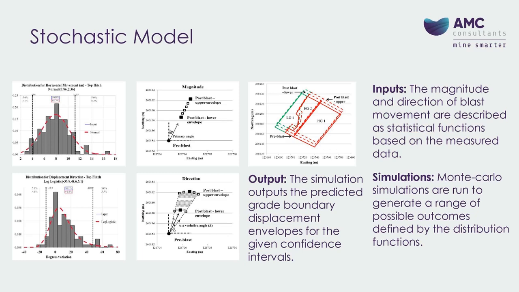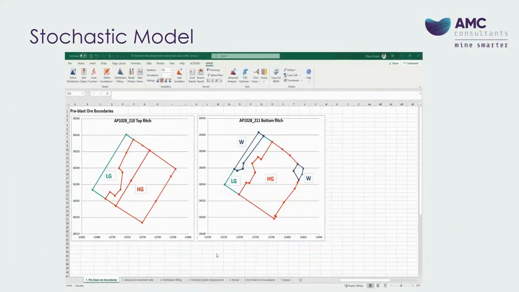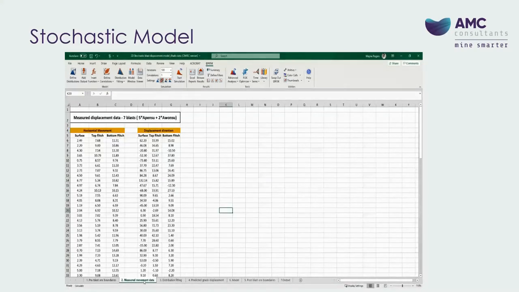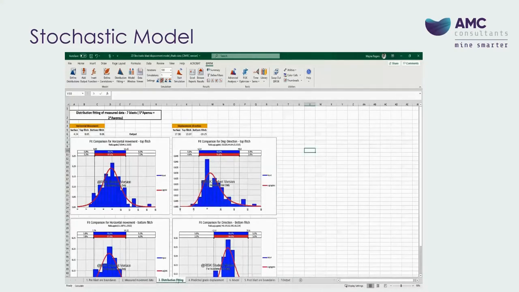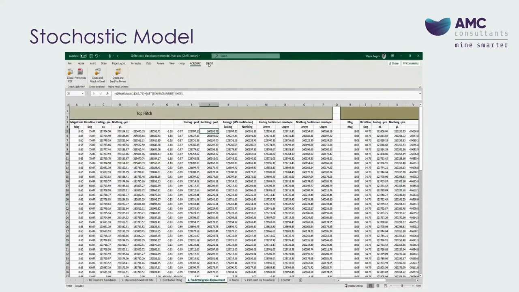Bit confusing now, I know, but on the next slide I'm going to run the actual example of the stochastic model to break it down step by step. Okay, so here we start with the pre-blast floor boundary. These have not been adjusted for movement in any way. We have a database of pre-existing blast movement in terms of horizontal movement and direction. We fit distributions to these, and then we run the simulations.